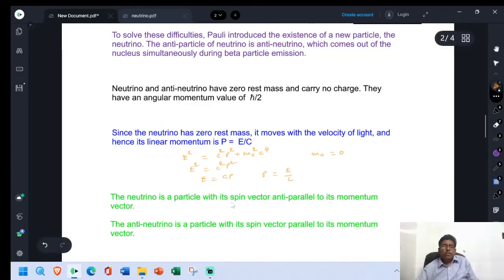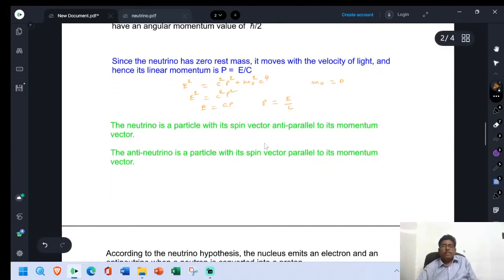The neutrino is a particle with its spin vector anti-parallel to its momentum vector, whereas the antineutrino is a particle with its spin vector parallel to its momentum vector. In this way, we may distinguish a neutrino from its antiparticle antineutrino.